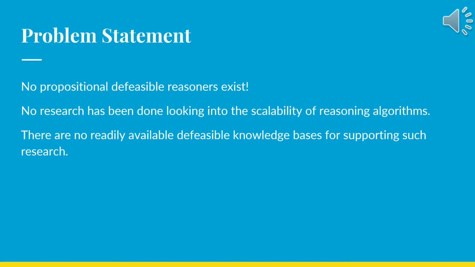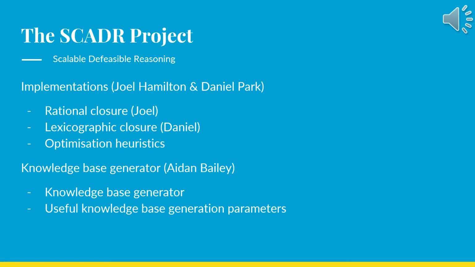Lastly, there are no defeasible knowledge bases we can use to test the correctness and efficiency of such an implementation. The SCADR project was divided into 2 parts. Joel and Daniel each implemented a different algorithm for defeasible reasoning, them being rational closure and lexicographic closure respectively. They also identified and implemented heuristics in order to optimize their implementations. A defeasible knowledge base generator was constructed by myself, Aidan, for testing and evaluation purposes. This included identifying useful parameters that were used in knowledge base generation relating to different aspects of scalability testing with respect to the implementations.